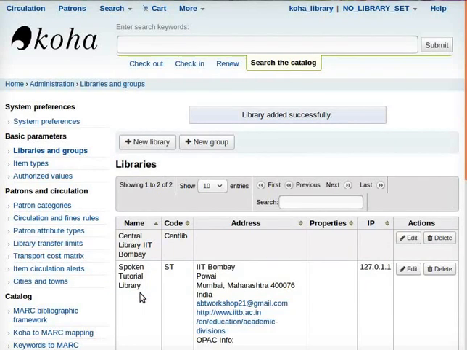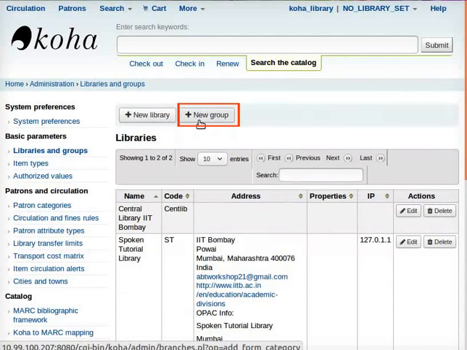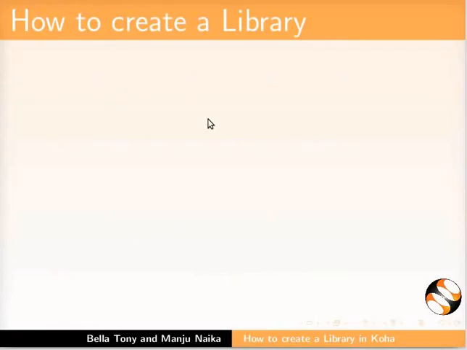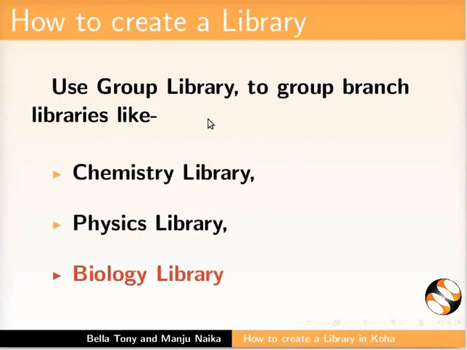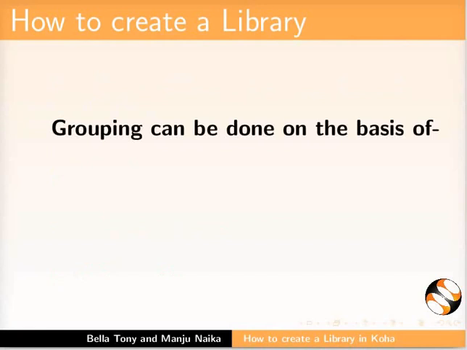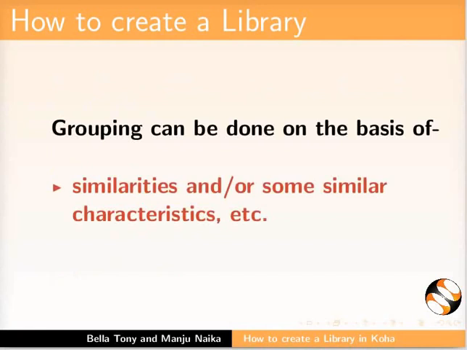Let us now see when to use the Group Library option. If you want to add a new group, click on the tab New Group. Suppose you have a few branch libraries. Use Group Library to group branches like Chemistry Library, Physics Library, and Biology Library. Name this group as Science Library, which falls under the main library. Grouping can be done on the basis of similarities and/or some similar characteristics, etc.